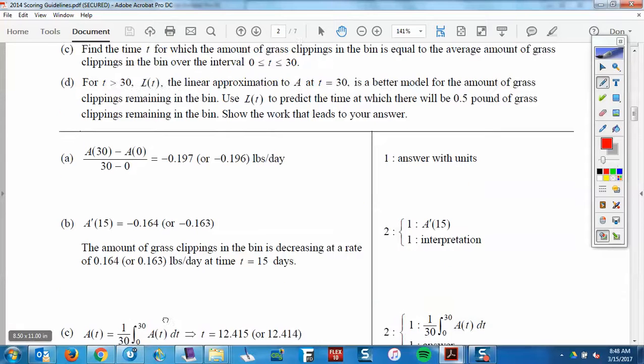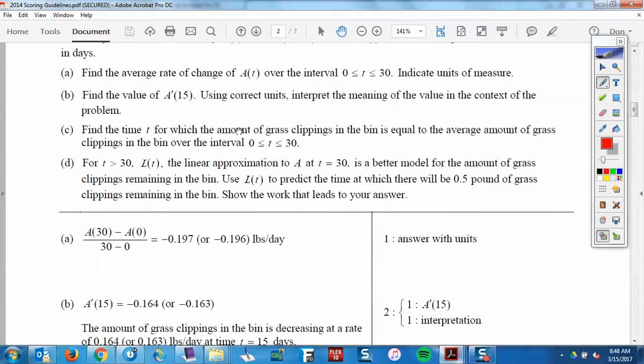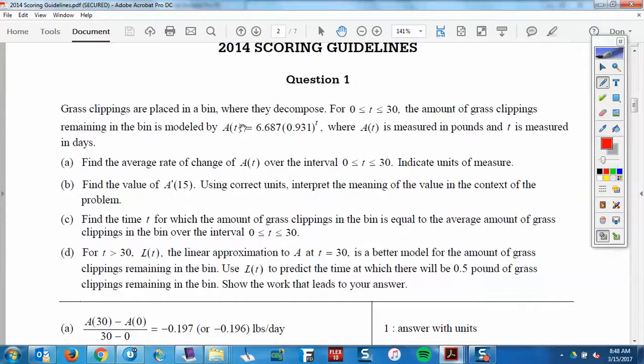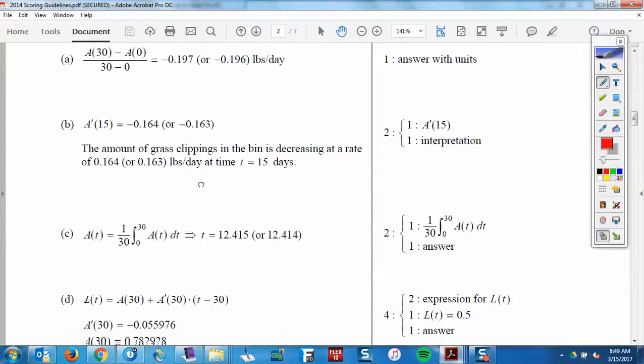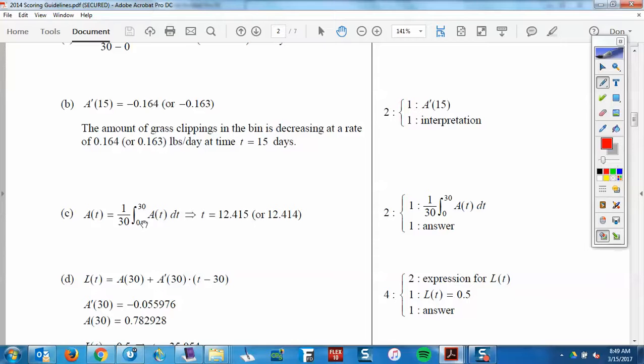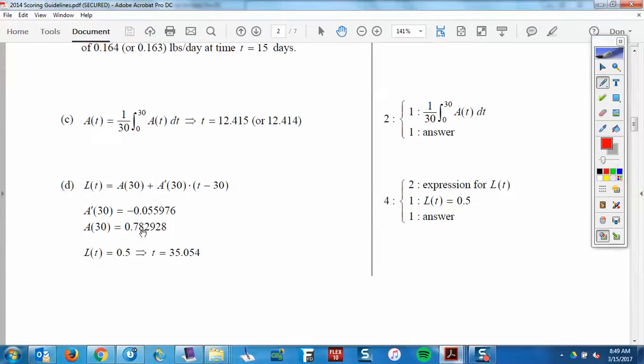So since they wanted the average amount of grass clippings, and A is the amount of grass clippings, that's why it's the integral of A. You want the integral of the amount of grass clippings if you want your answer to be the average amount of grass clippings, because it's in pounds. So A is in pounds, so the units on this integral would actually be pound days. The units on A is pounds, the dt is days. But then what's the 1/30? That's 1 over days. So pound days divided by days gives you pounds. So that's why that's in pounds.